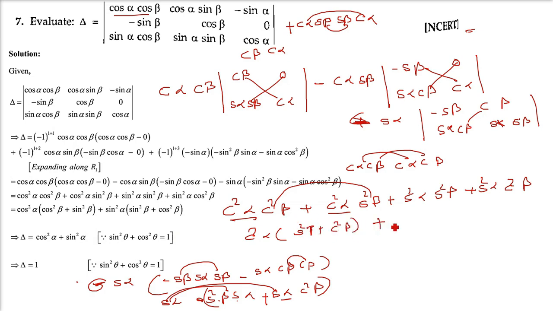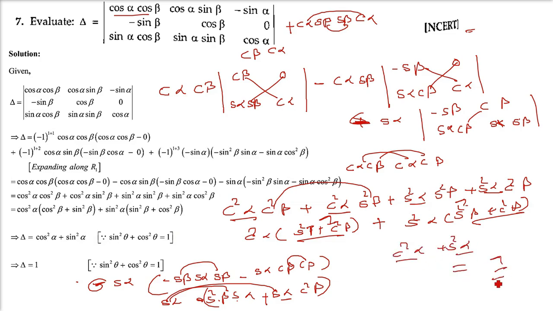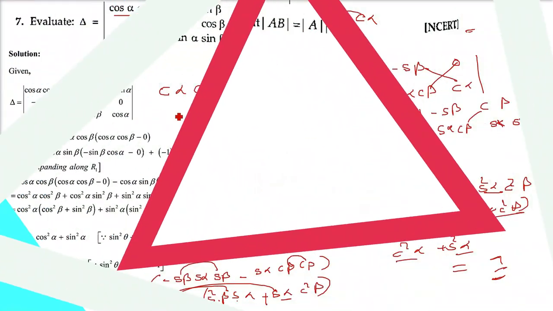Okay, from the second one we can take sin square alpha common, and inside this we get sin square beta plus cos square beta. So sin square beta plus cos square beta is 1, both of these are 1. Now we are just left with cos square alpha plus sin square alpha, and sin square alpha plus cos square alpha is 1. So there you get 1, right? Okay.